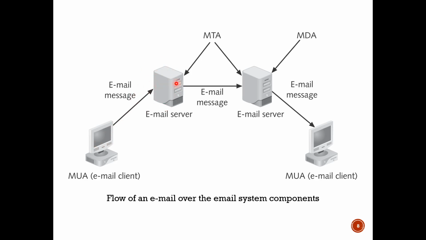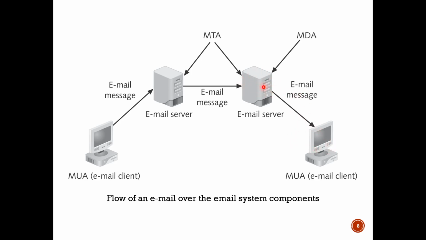In the email server, it uses the MTA, the mail transfer agent, to forward that message to another server, because we are assuming that the receiver is a remote user, not necessarily within the same domain as the sender. So we use the mail transfer agent to traverse this message between the different servers. It could be one server or two or three servers, depending on the geographical distance between both end users.